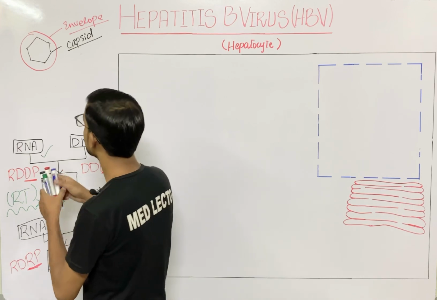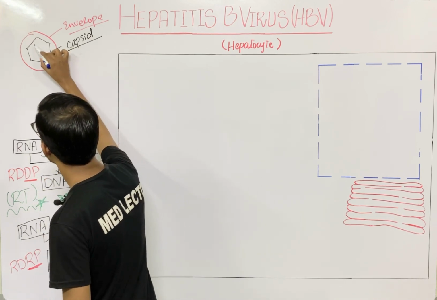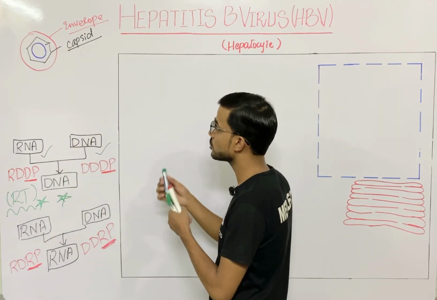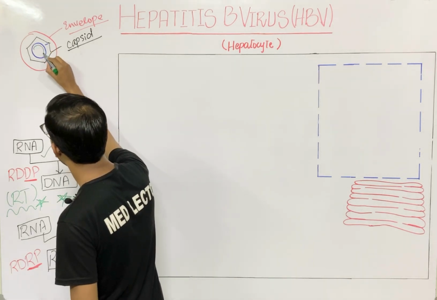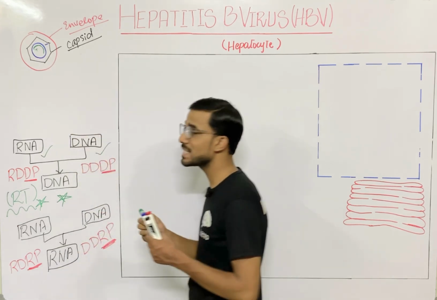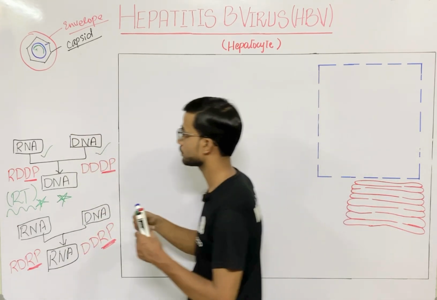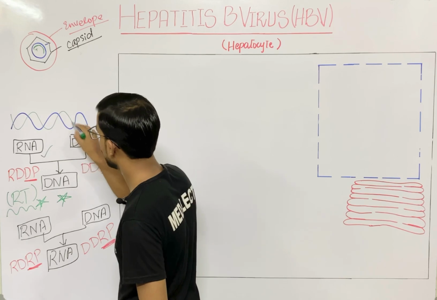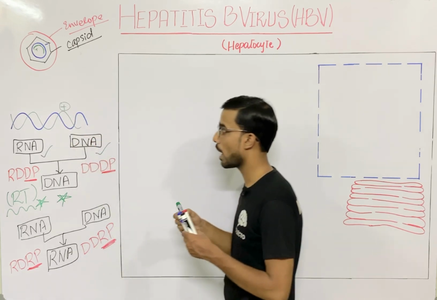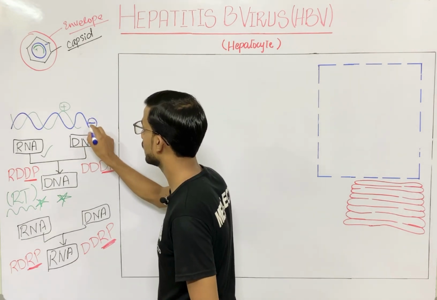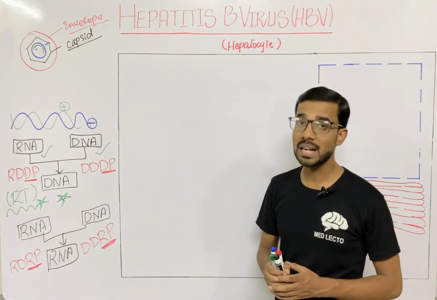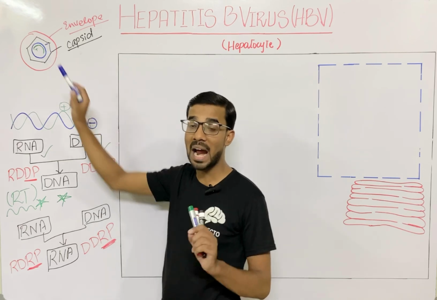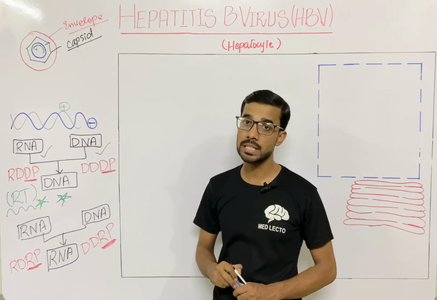What does it mean? It means that the DNA is not complete. One strand is complete, that will be the negative, and the second strand is incomplete, that will be the positive. So basically DNA has two strands: one strand is positive polarity and the second strand is negative. But in the hepatitis B virus, you will see one strand is complete while the other strand is incomplete. So that's why we say the hepatitis B virus has incomplete DNA.